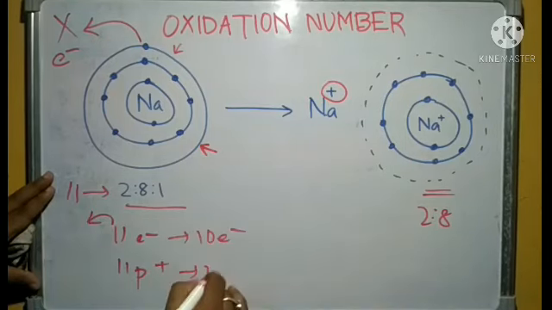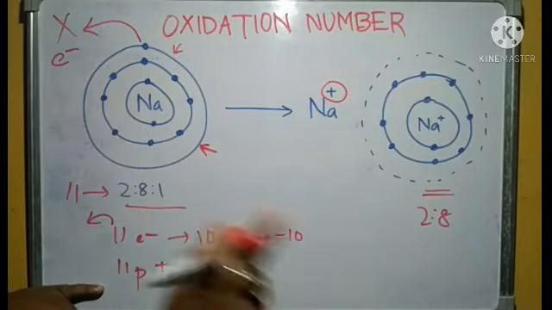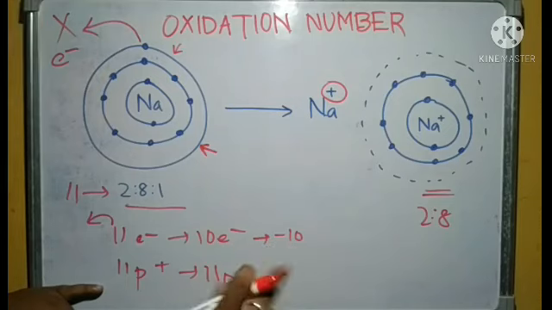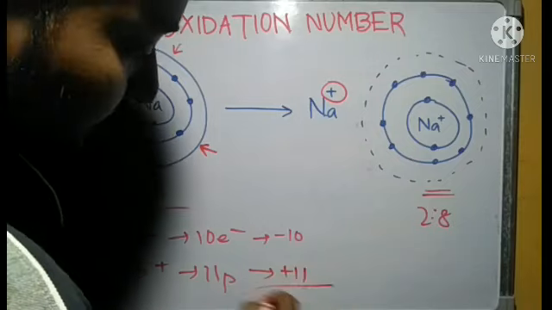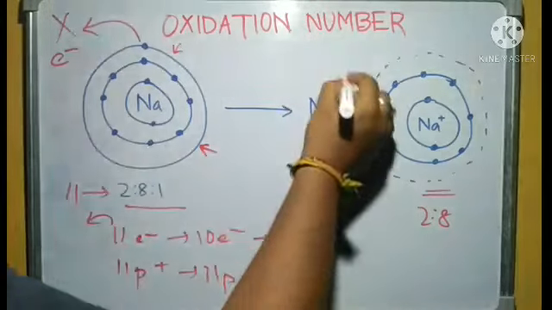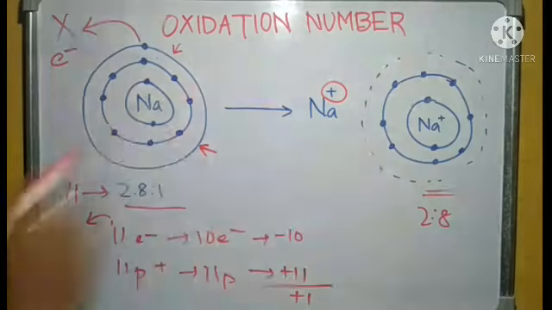So the overall charge: the charge of 1 electron is -1, so the charge of 10 electrons will be -10, and the charge of 1 proton is +1, so the charge of 11 protons will be +11. So now the total charge is +1. So when an electron is given out, we represent it as a positive ion. So sodium is a positive ion. This is, I think, clear.